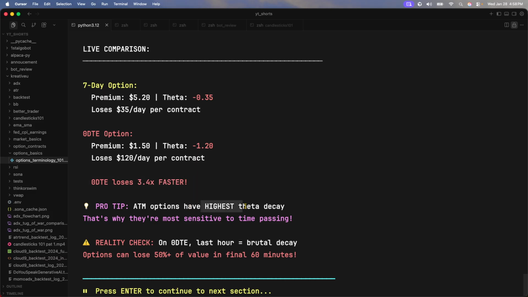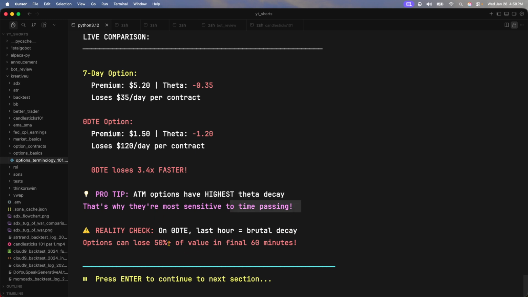ATM options have the highest theta decay. That's why they're more sensitive to time passing. Reality check for zero DTE, the last hour is brutal. I don't know why you would trade the last hour, but you can print money, but I don't know why you would trade that.